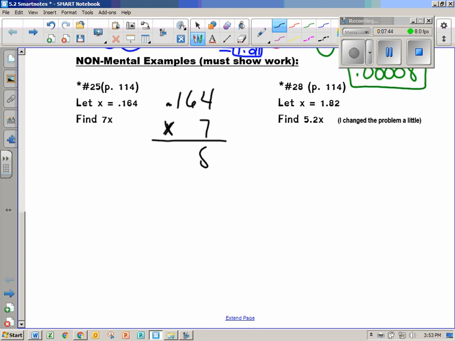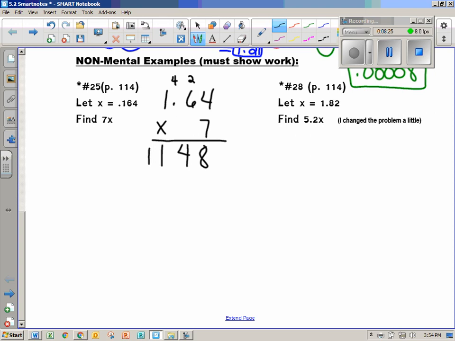So 7 times 4 is 28. Carry your 2. 7 times 6, 42 plus 2, that's 44. Carry your 4. 7 times 1 is 7, plus 4 is 11. So this decimal point is not looking too good. Bear with me. One point. There we go.